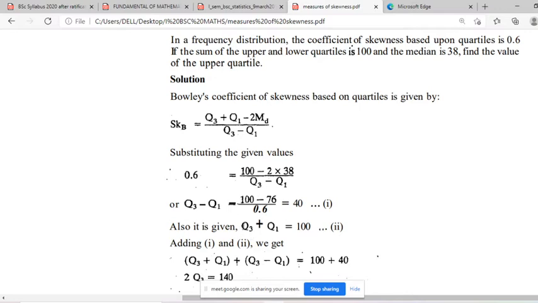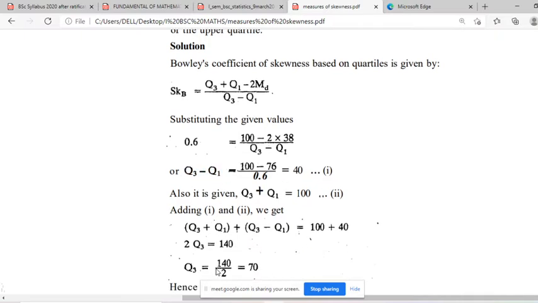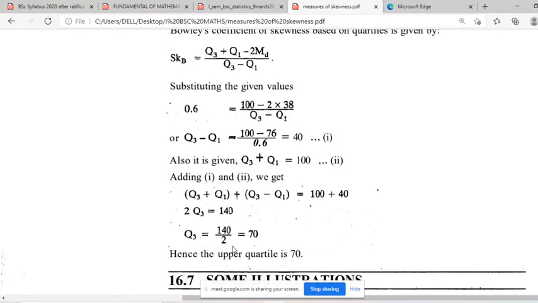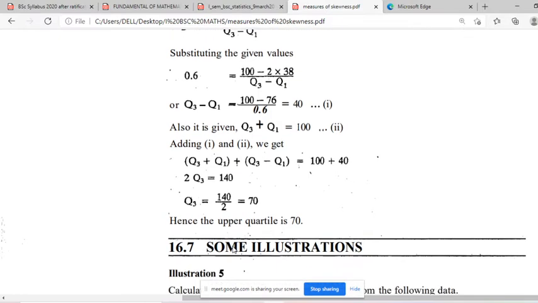You know that we already have q3 plus q1 equal to 100, and here we obtained that q3 minus q1 equal to 40. So we can solve that. Just add these equations so that you will get 2 times q3 equal to 140. So 2 q3 equal to 140. That means q3 equal to 140 by 2, that equal to 70. Okay.